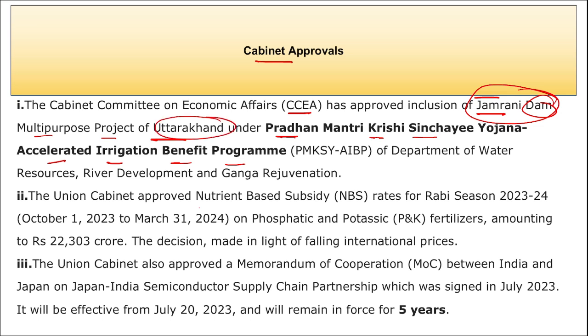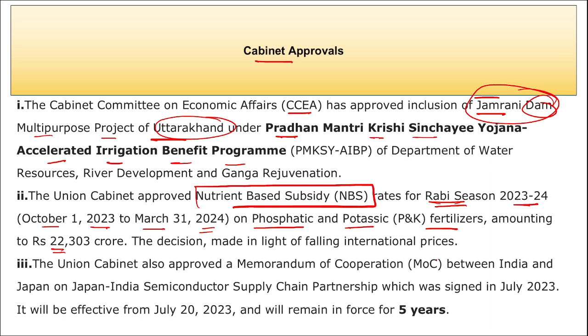Then Union Cabinet has approved nutrition based subsidy rates for Rabi season for 23-24. Correct, that will be starting from 1st of October 23 till 31st of March 24. Right, and this is on phosphatic and potassic fertilizers, that amounts to rupees 22,303 crore.